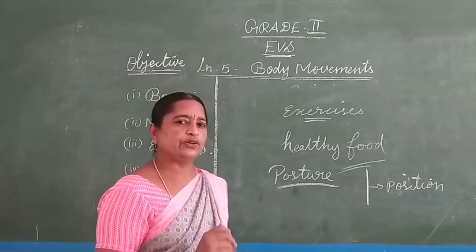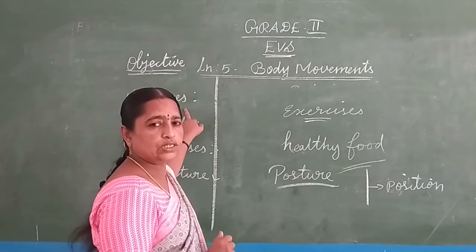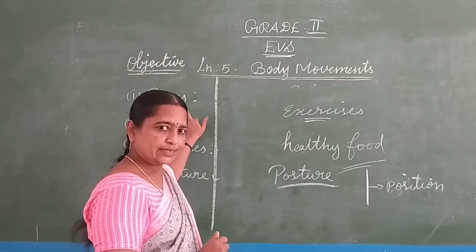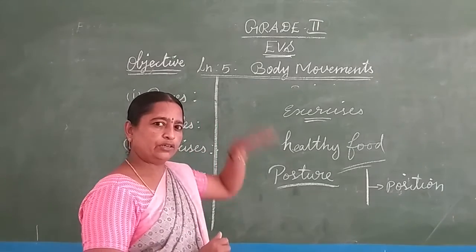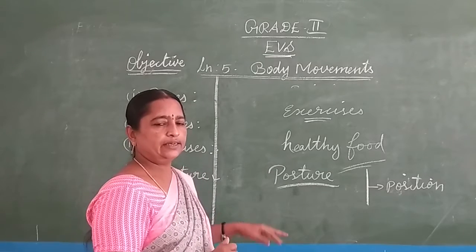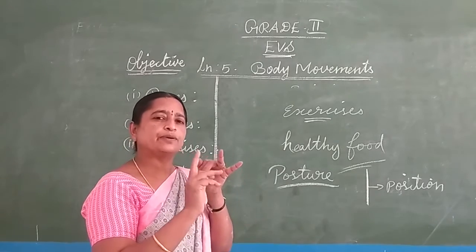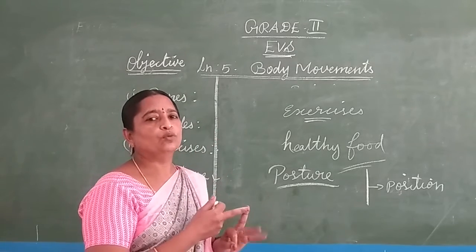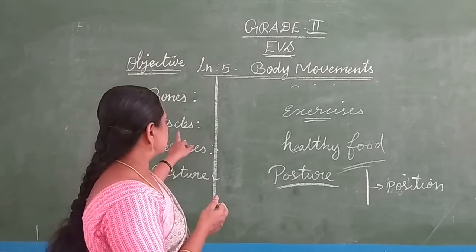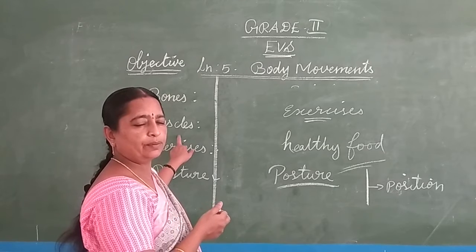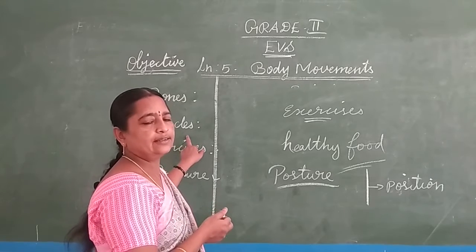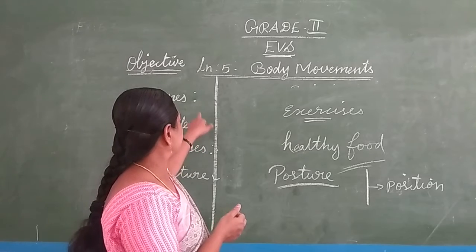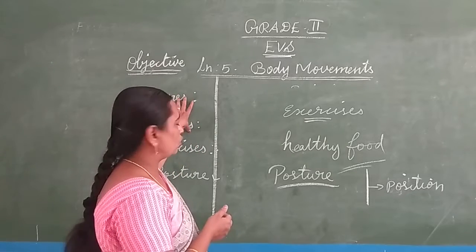So now in this video we saw about the bones. Bone is a hard part of our body. All the bones together make the skeleton. It gives shape to our body, it protects the internal organs of our body and it helps in movement. Okay, then the muscles are the soft part of our body. More than 600 muscles are attached to the bones.